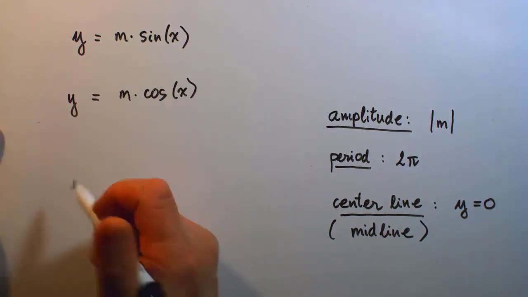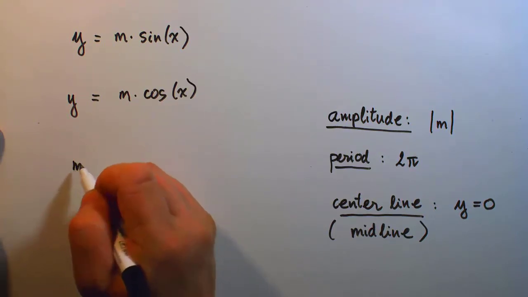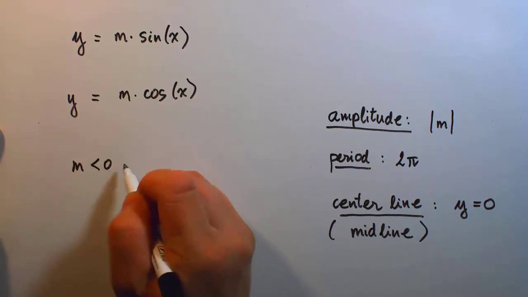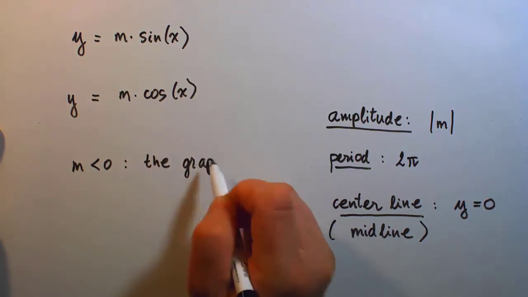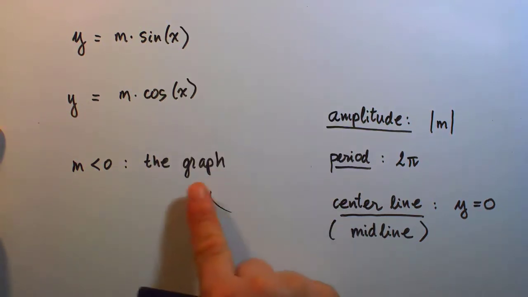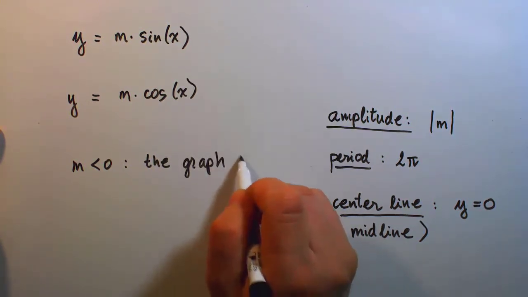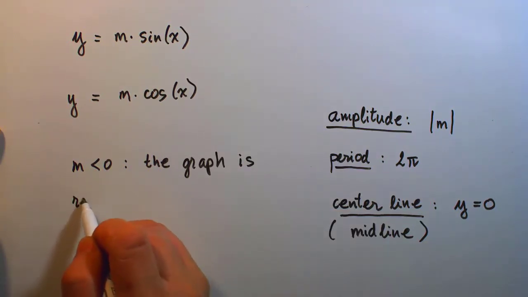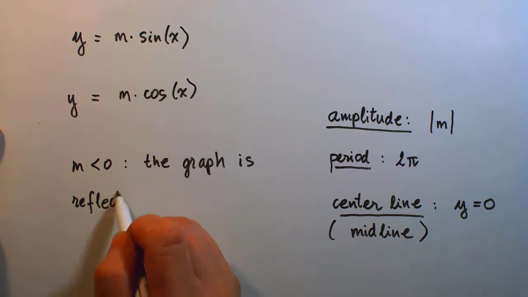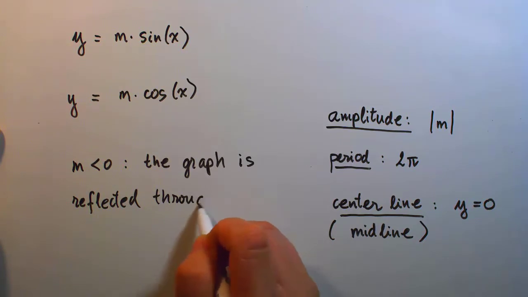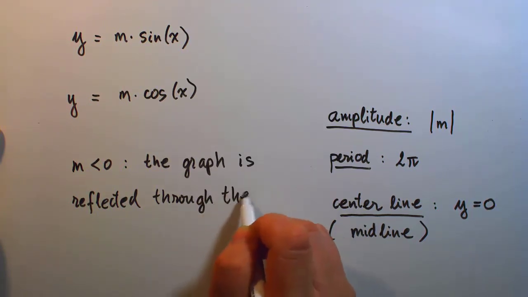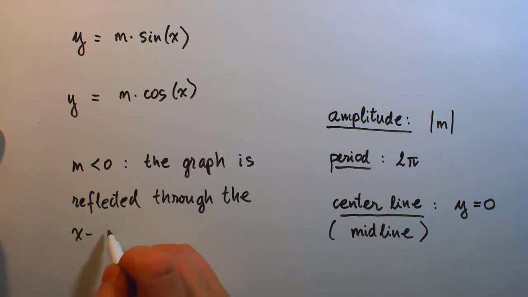And a special note as well: when our coefficient m is a negative value, then in that case, the graph is reflected to the x-axis, or generally in the concept of trig functions, we call it the center line.